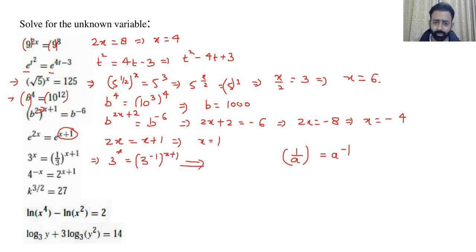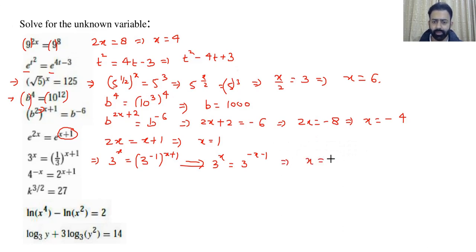So this now becomes 3 raised to power x is equal to 3 raised to power minus x minus 1, multiplying minus 1 with x plus 1. Now you can compare the exponents.